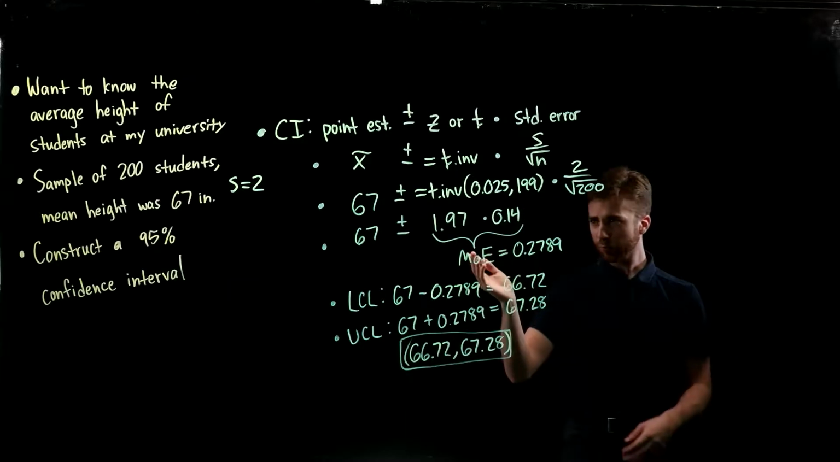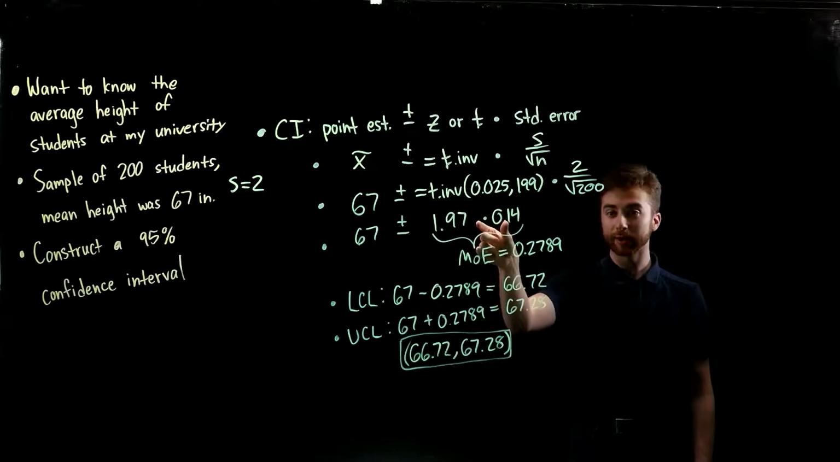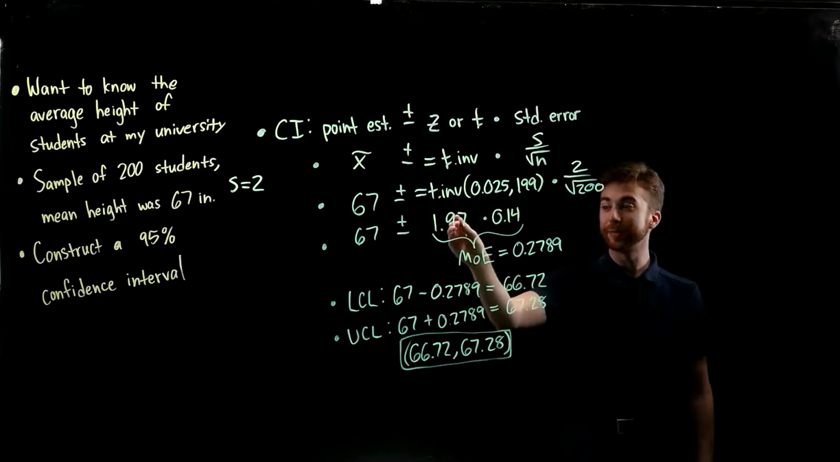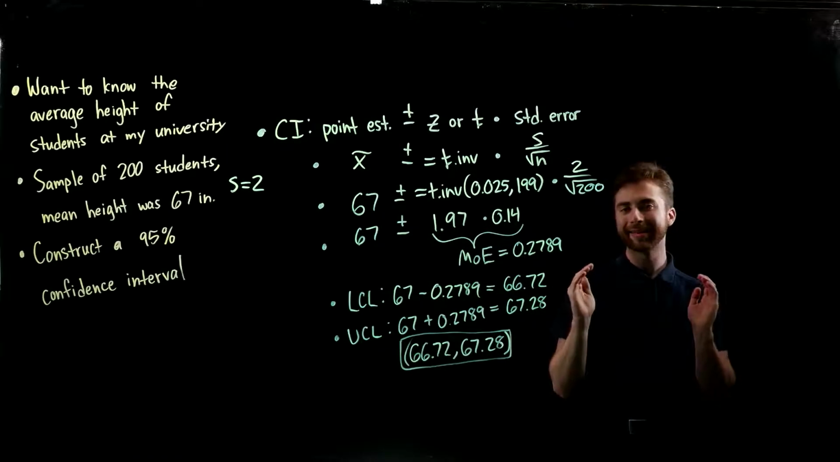So at this point, all we have to do is multiply these two things together. That value is going to be subtracted from 67 to give us our lower limit. That value is going to be added to 67 to give us our upper limit, and that's our confidence interval.